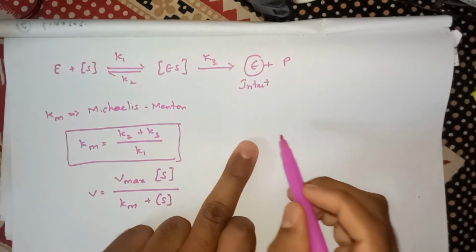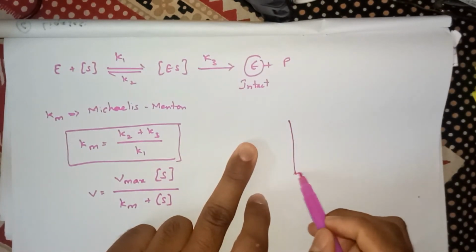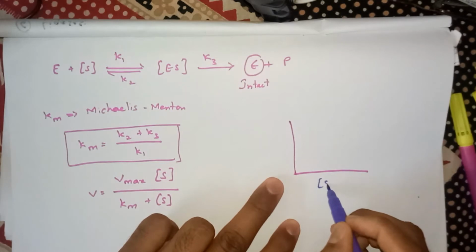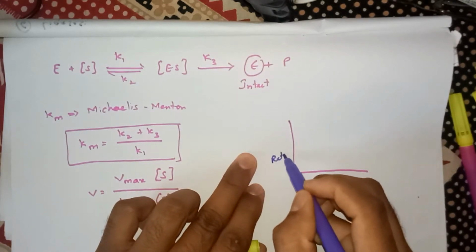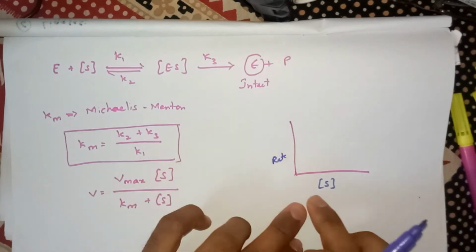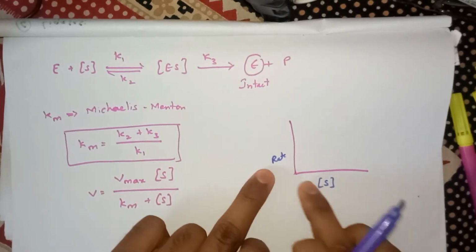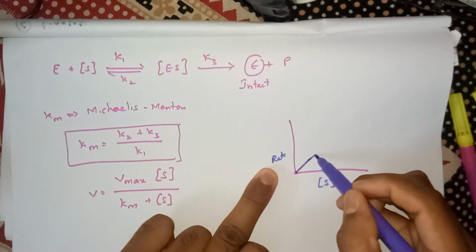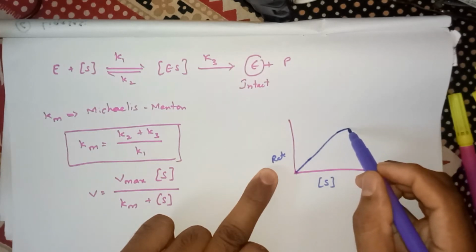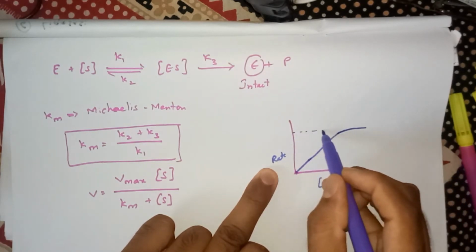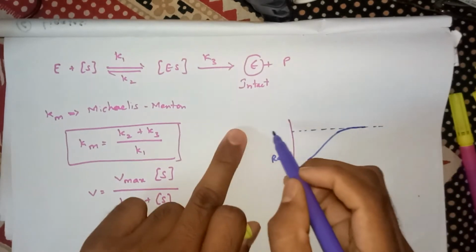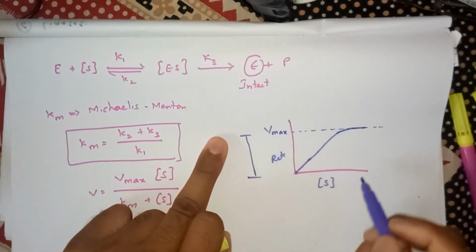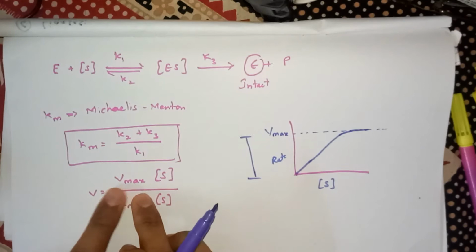What is Vmax? We'll see now. Consider this plot. On the x-axis is the concentration of the substrate, and this is the rate of reaction. As the concentration of substrate increases, the rate of reaction also increases up to some point and then becomes steady. This is a steady state, and this is Vmax. So this whole is the Vmax, and that Vmax is here.